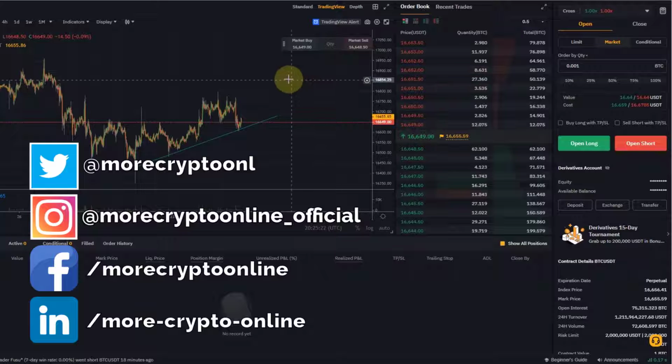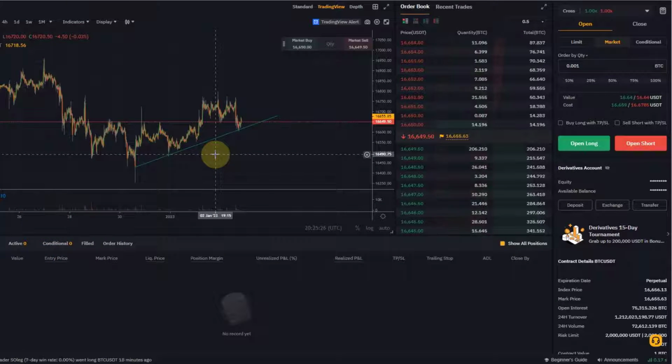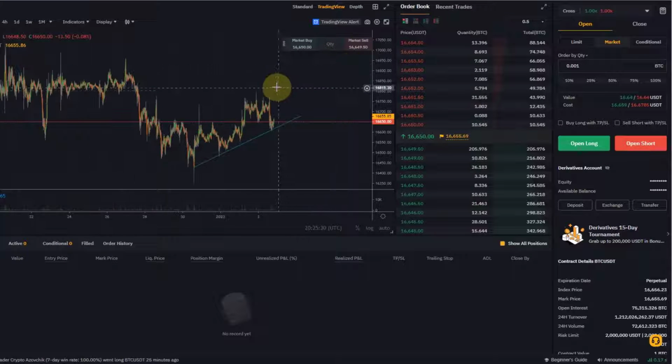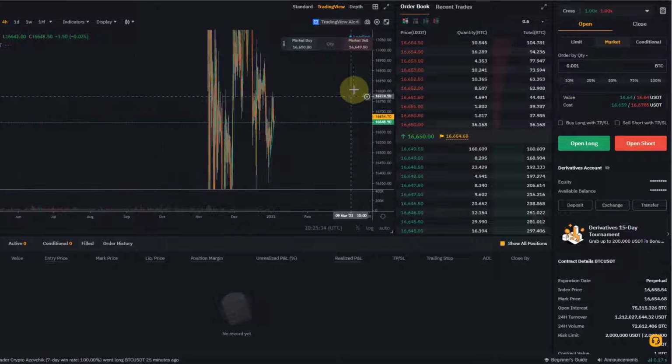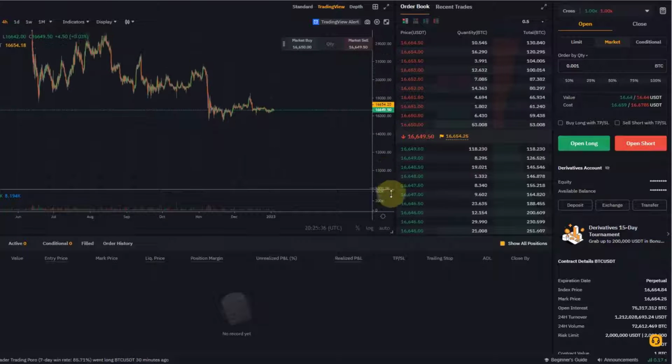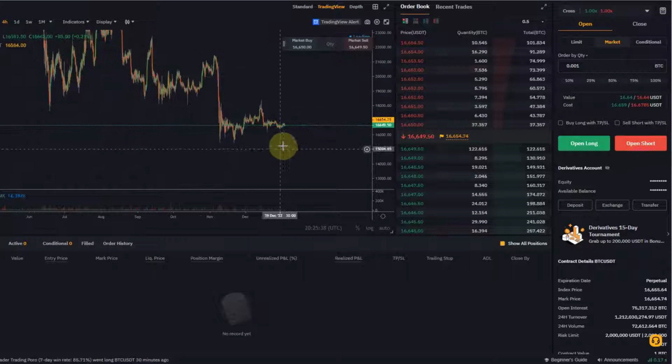Today I'd like to show you how you can go long and short at the same time trading the same perpetual futures contract on Bybit. Because I had a question: can you actually go long and short at the same time? That's absolutely possible. A few people might ask, why on earth would you want to do that?